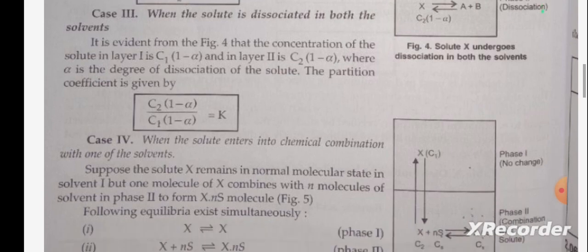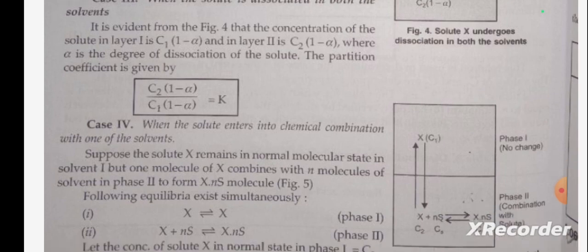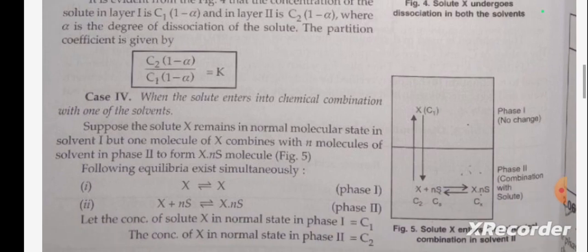concentration of the solute in layer 1 is C1(1 - alpha) and in layer 2 is C2(1 - alpha), where alpha is the degree of dissociation of the solute. The partition coefficient is given as C2(1 - alpha)/C1(1 - alpha) = K.